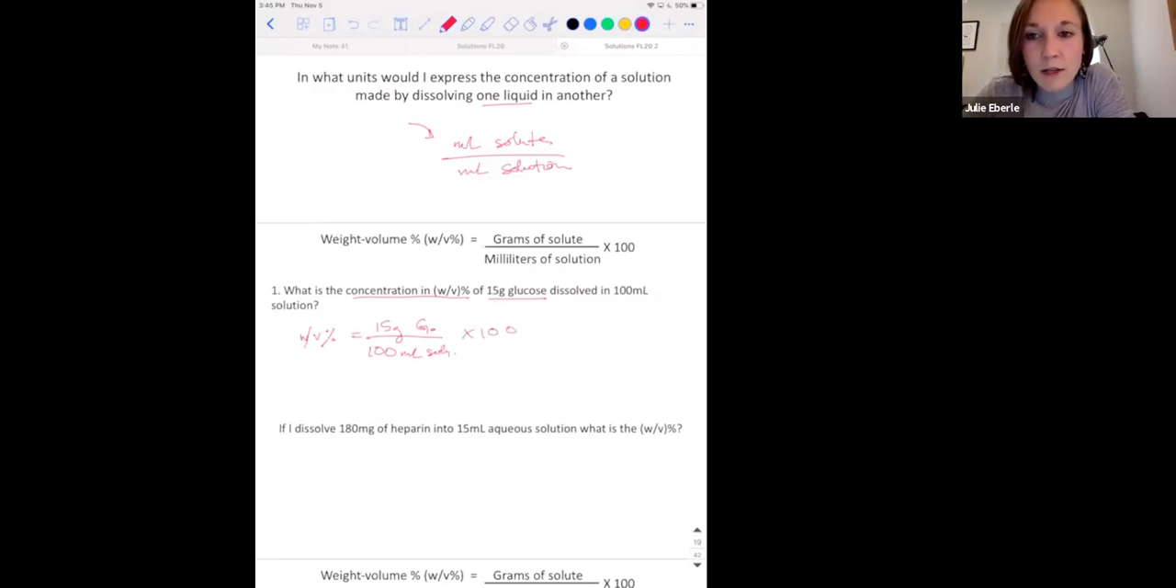What will our percent be? Yep, Caitlin said 15. Essentially, the hundreds cancel out. When you divide and multiply by 100, you're left with 15. So your weight volume percent is just 15. People might say that's a 15% glucose solution. You might hear somebody say that, 15% glucose solution.